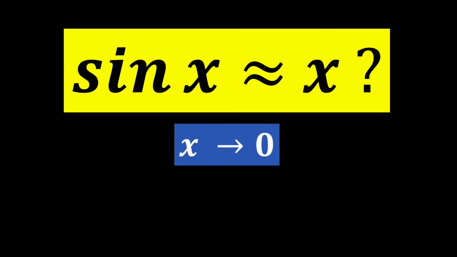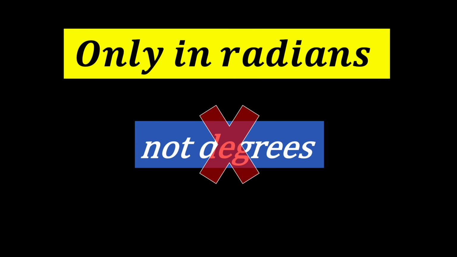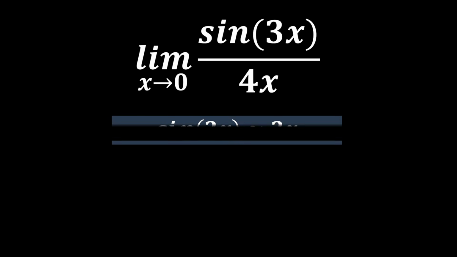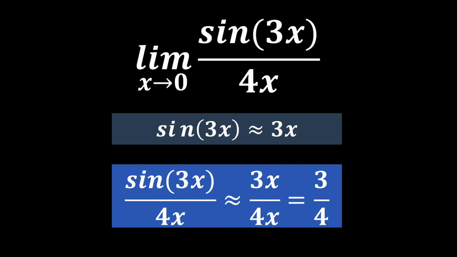And before we answer, there is one very important detail. This only works when x is measured in radians, not degrees. In fact, this small idea is behind many famous limits. For example, near 0, sine of 3x behaves almost like 3x. So sine of 3x over 4x becomes almost 3x over 4x, and that gives 3/4. But why is this allowed?